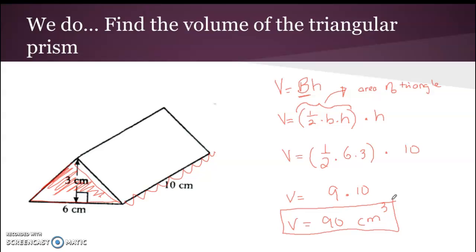Now, it's pretty much straightforward. We just need to remember that big B depends on the base. If the base is rectangular, if it's a square, if it's a triangle, just replace it.